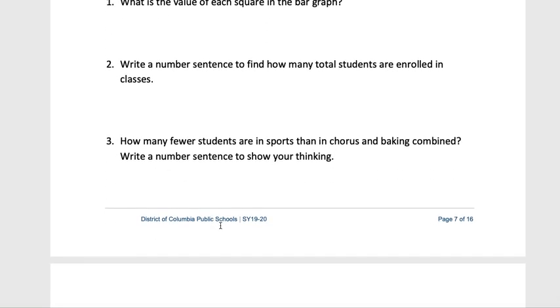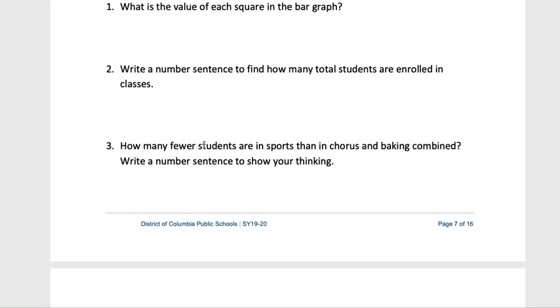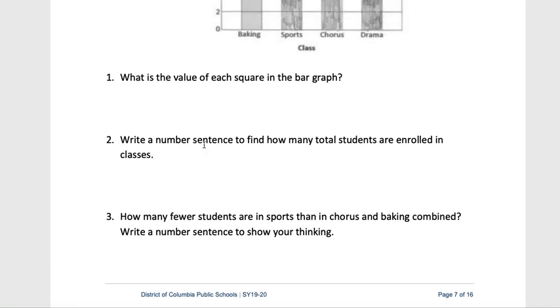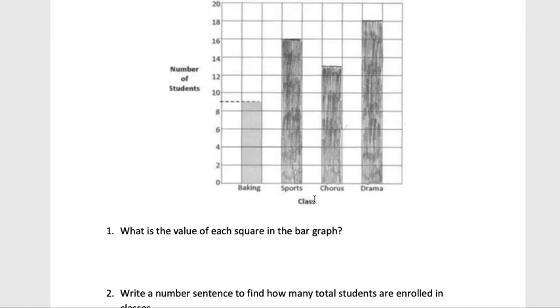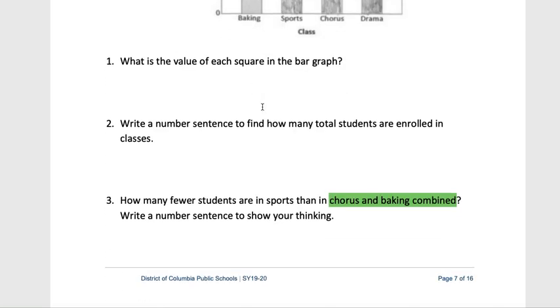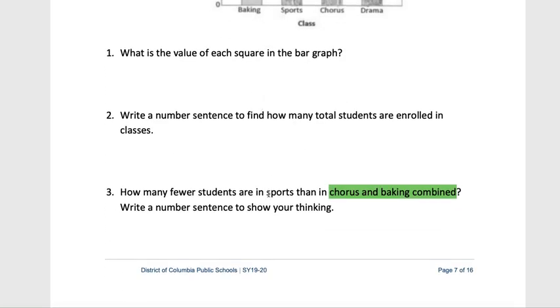Now, how many fewer students are in sports than in chorus and baking combined? Write a number sentence to show your thinking. So this is a comparison. So you're actually going to do 2 steps. First, you need to add up chorus and baking. That would mean you would need to add 13 plus 9. Then you need to figure out how many are in sports.